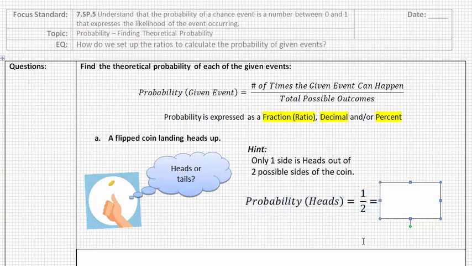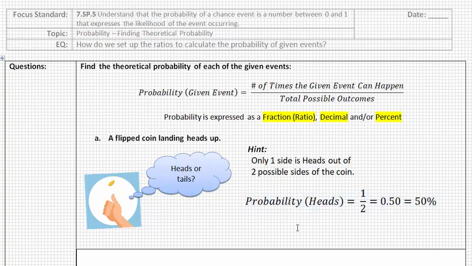Let's see if we agree. I have 1/2 as being equal to 0.50 as a decimal, and as 50% as a percentage. Is that what you got? Good job. So, that was our first question.